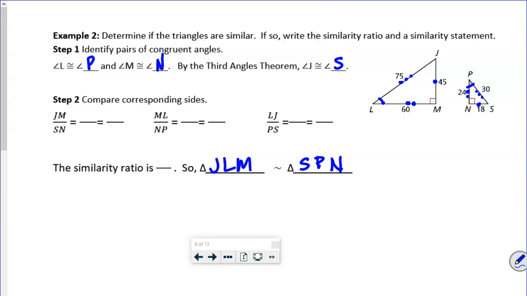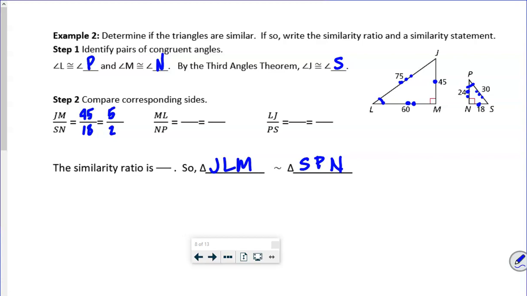So JM, or we can use what I did, which was JM is congruent to SN. So we're going to just take those numbers. JM was 45, right? And SN was 18. Now, in your calculators, you guys can reduce this. Hopefully, you guys can see that 9 goes into both of those, right? So 9 goes into 45 5 times, and 9 goes into 18 2, so 5 over 2.